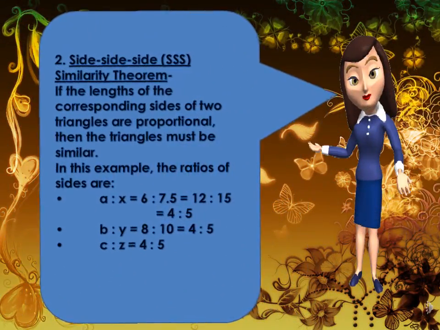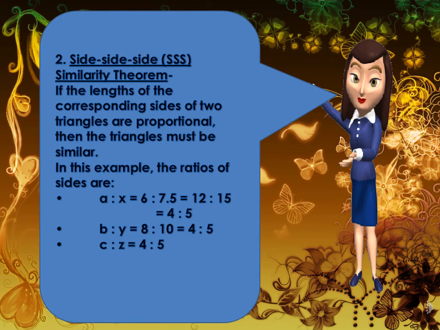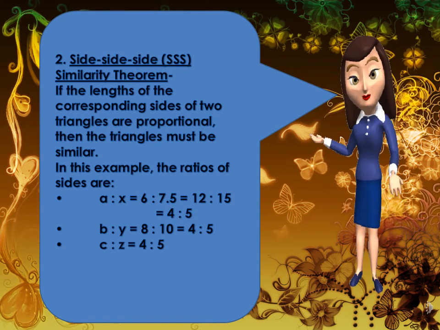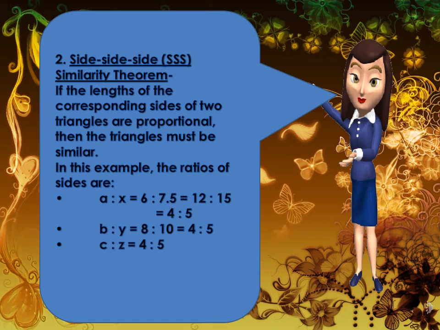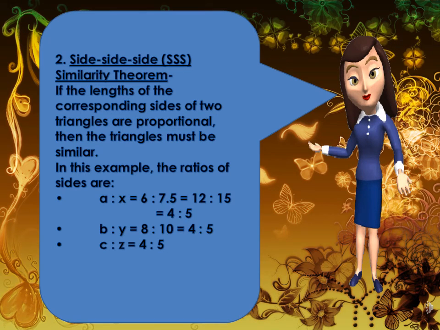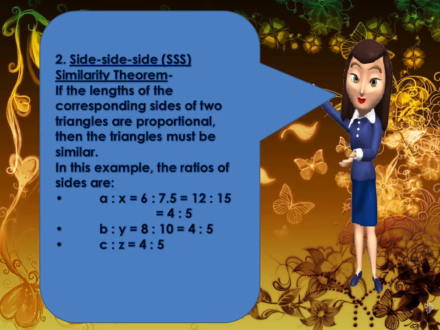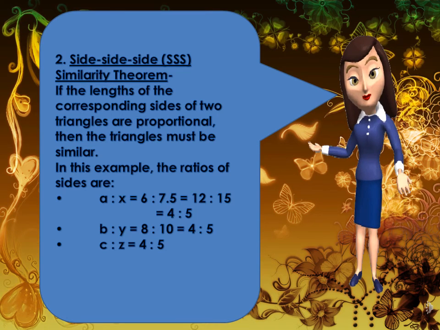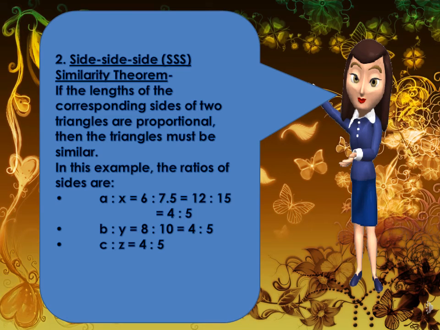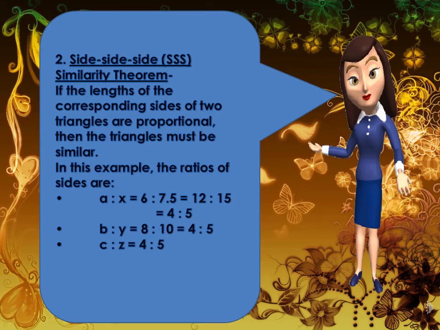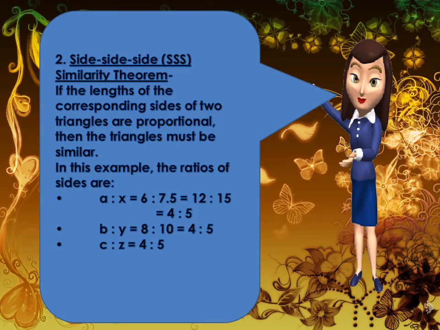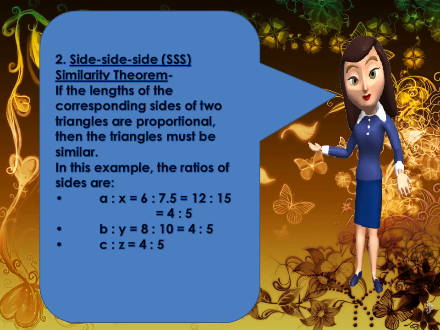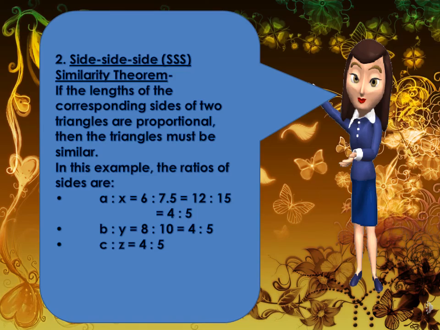2. Side-side-side, SSS, similarity theorem. If the lengths of the corresponding sides of 2 triangles are proportional, then the triangles must be similar. In this example, the ratios of sides are: A. X equals 6, 7.5 equals 12, 15 equals 4, 5. B. Y equals 8, 10 equals 4, 5. C. Z equals 4, 5. These ratios are all equal, so the 2 triangles are similar.